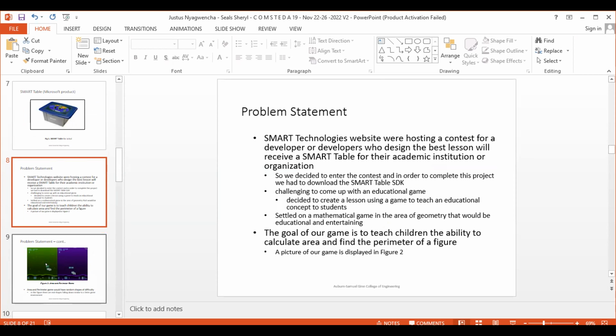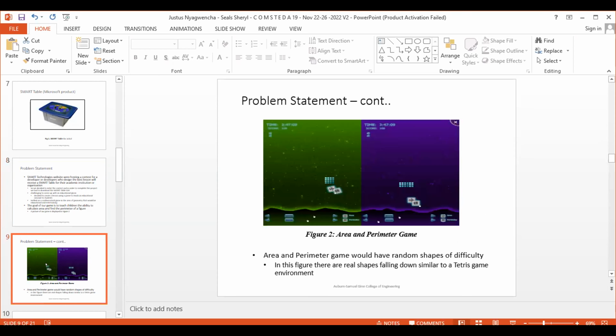We couldn't buy one, but we have a software development kit that can simulate a smart table. So we decided that we can create a lesson or a game, an educational or entertaining game that can teach educational material. And we said that we'll do it with the kids and then see how it will perform. So we tried a few, but finally we settled on a game that can teach students to calculate area and perimeter by using different types of figures. So we created different kinds of figures.